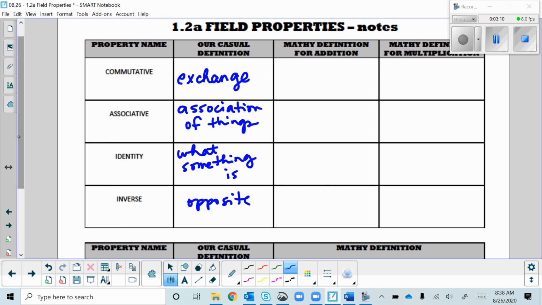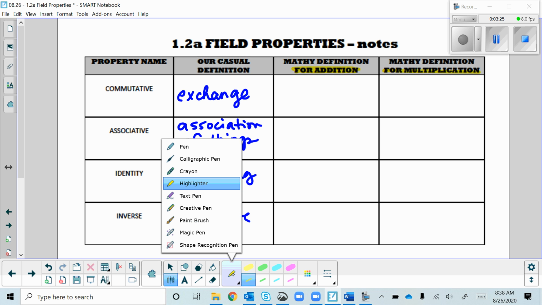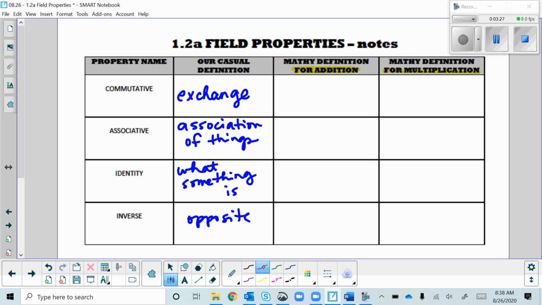So that's what I'm going to do in these next two columns. You'll see they're both titled Mathy Definition. One column, though, is what those look like for when we're adding, and the other one is what it looks like for when we're multiplying, because it's a little bit different. So the Mathy definition that I want you to write down for commutative, we're just going to use variables, but remember these represent numbers.